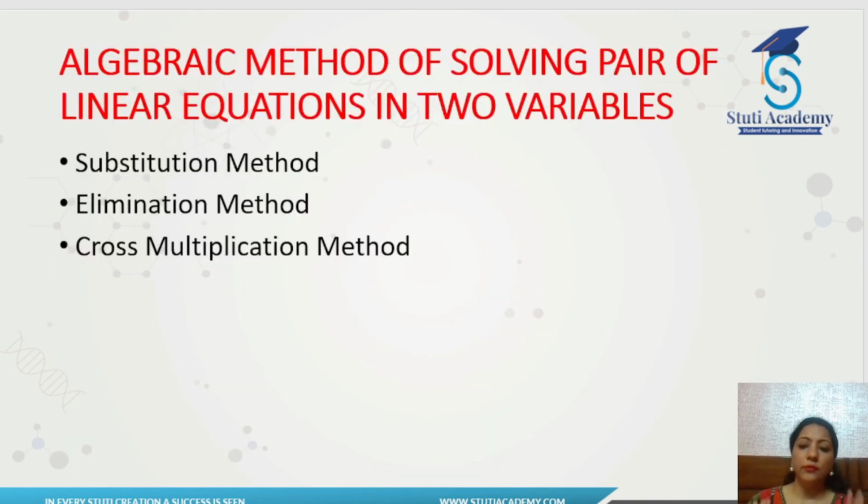So children, we have already discussed how to solve pair of linear equations in two variables on the graph. We draw a graph of both the equations, and wherever the point of intersection is, that is the solution of that particular set of equations. Now this was the graphical method. Now we are going to learn algebraic methods of solving pair of linear equations in two variables, and here we have three methods. We have substitution method, elimination method, and cross multiplication method. So in today's class, we are going to discuss in detail the substitution method.